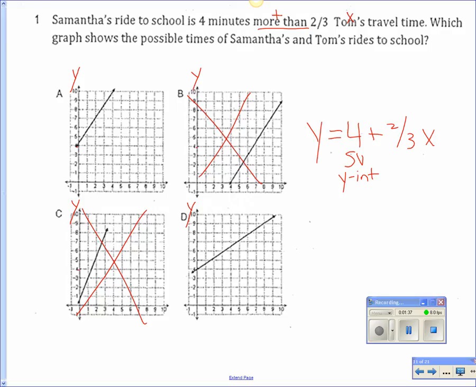Next, we have to test the slope. The slope is 2/3. That means to start here and go up 2 over 3. Does A work? Up 2 over 3. A does not work. For D, I go up 2 over 3, and it does work. So D is my answer.